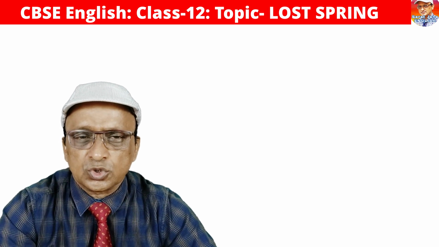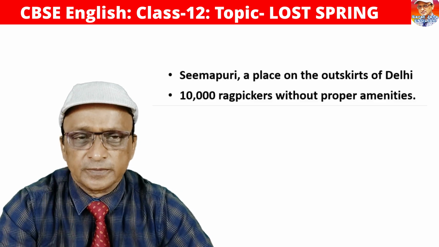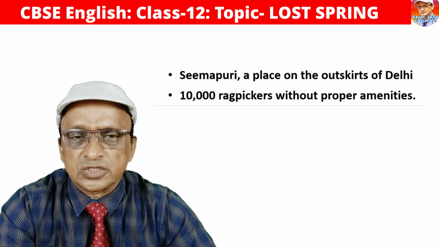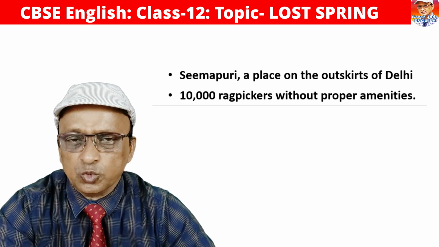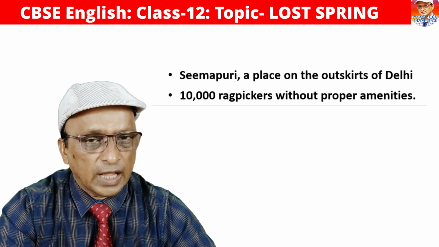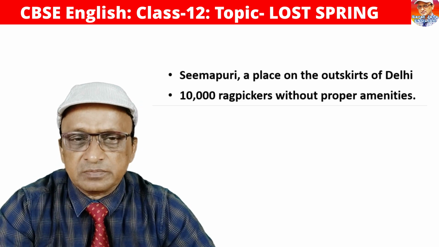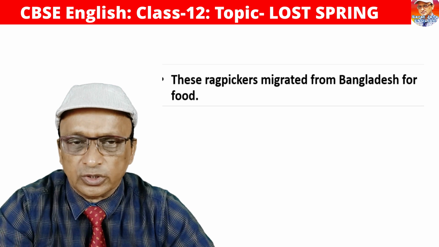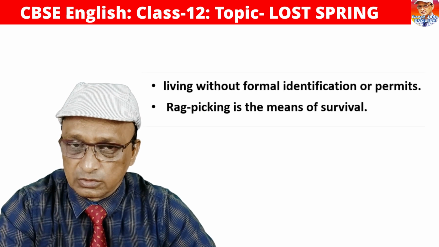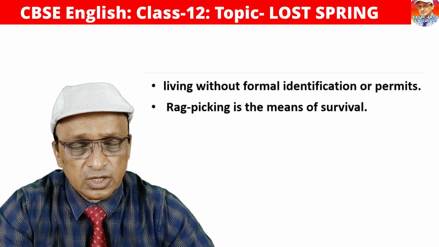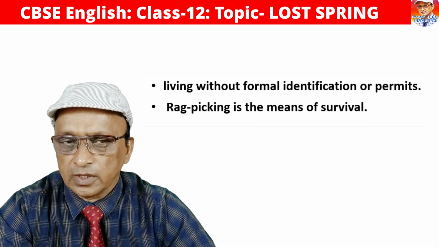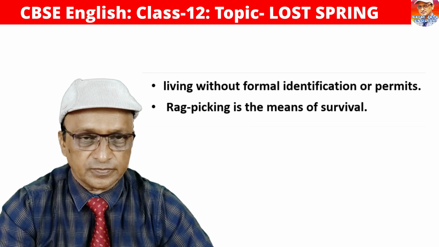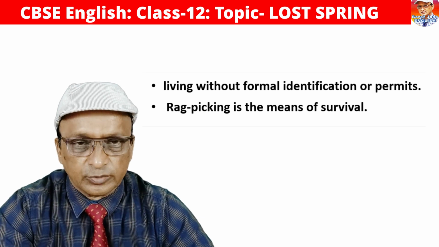The author also talks about Simapuri, a place on the outskirts of Delhi where 10,000 rag pickers are living in poor structures without healthy amenities. These rag pickers have migrated from Bangladesh for food. These people have been living without formal identification. For the Simapuri residents, rag picking is the means of survival. For children, the importance of rag picking is not the same as that of the adults.